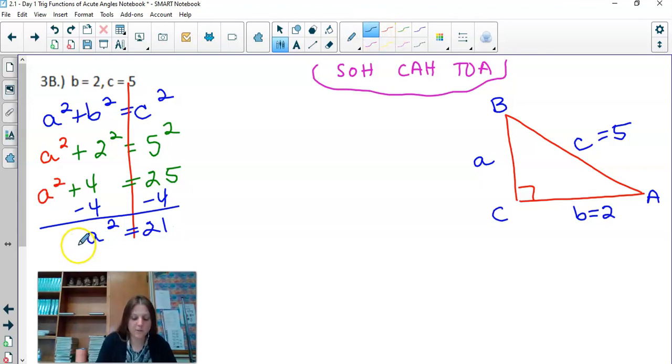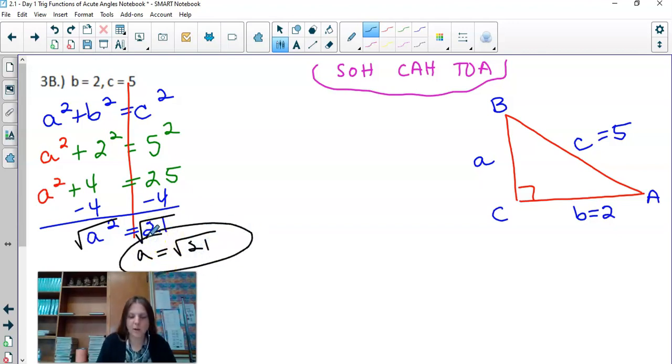And don't forget you are taking the square root at the end. These aren't all going to be radical or square root answers. As a matter of fact, some of them work out as whole numbers. And if that's the case, just go ahead and write that number down.